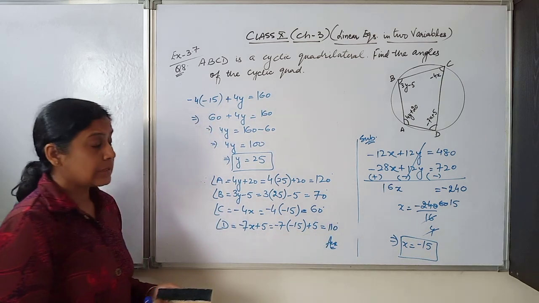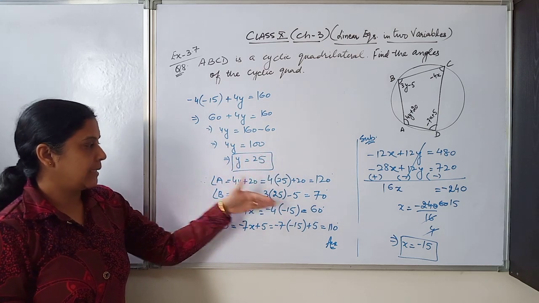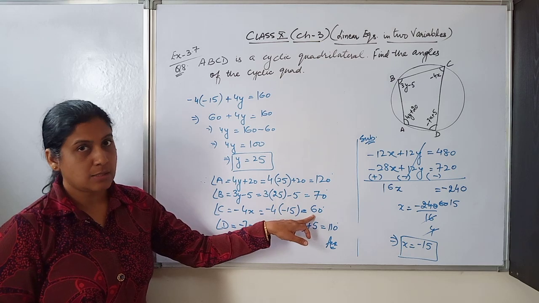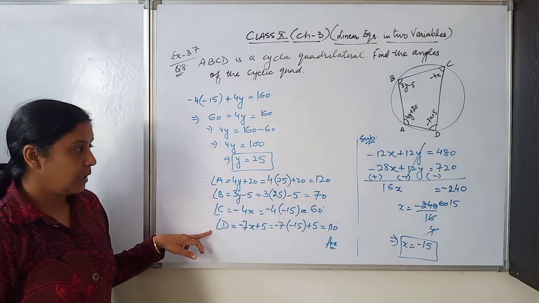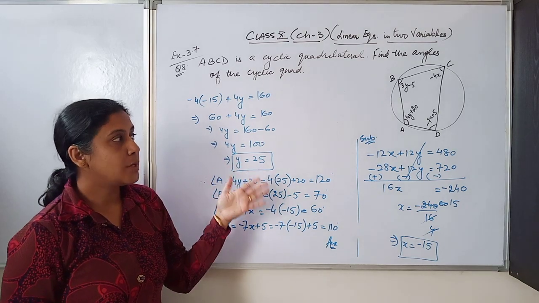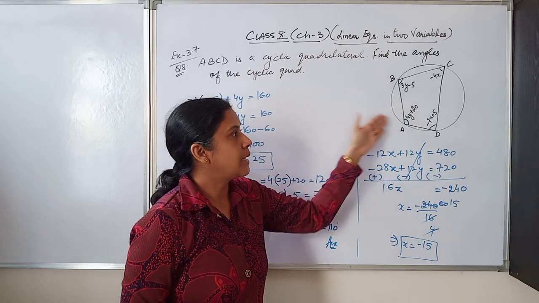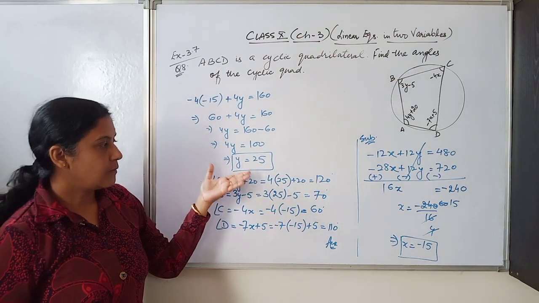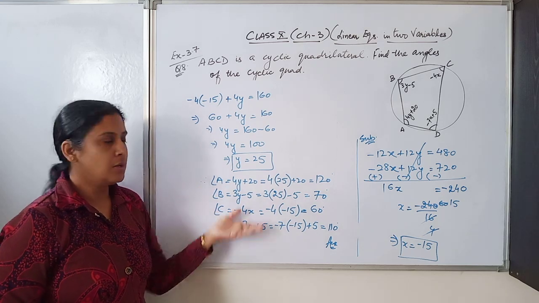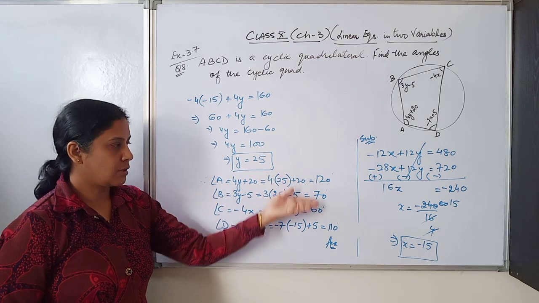That's the final answer. If you want to verify the answer, you can add the opposite angles, angle A plus angle C. 120 plus 60, 180. Yes, it's fine. Angle B plus angle D, 70 plus 110, 180. As I mentioned in the beginning of this question, this is a cyclic quadrilateral, so opposite angles must be supplementary. That verifies our answer. And one more thing you can do, since it is a quadrilateral, the sum of all four angles should be 360, which comes out very easily.